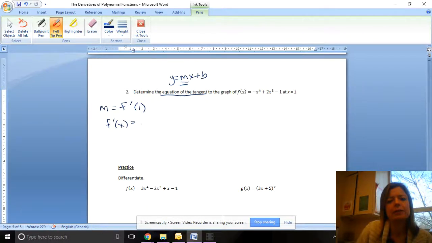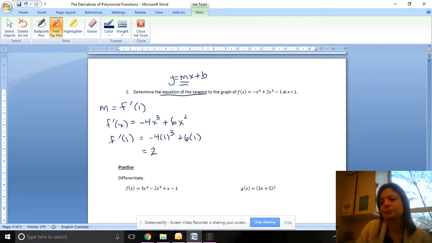So negative x to the 4, so we would have negative 4x to the 3 plus, so 2, so we'll bring down the 3, so 2 times 3 is 6, x squared minus 1. Oh, sorry, nope, because the derivative of a constant is just 0. So this is our derivative. So if we sub in 1, we get minus 4 times 1 to the 3 plus 6 times 1 squared. So we get 2. So the slope of the tangent at 1 is 2.